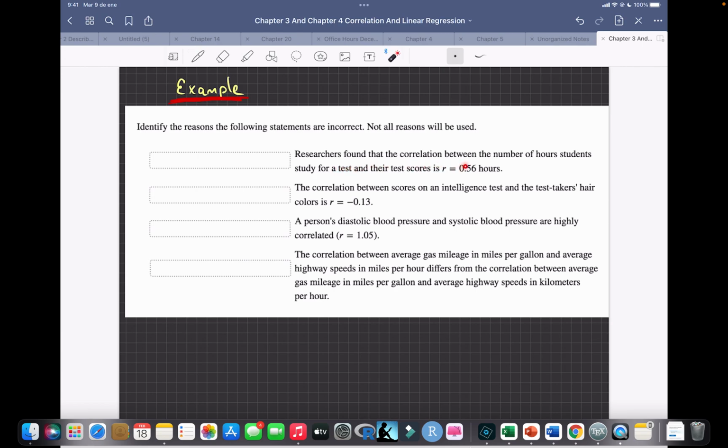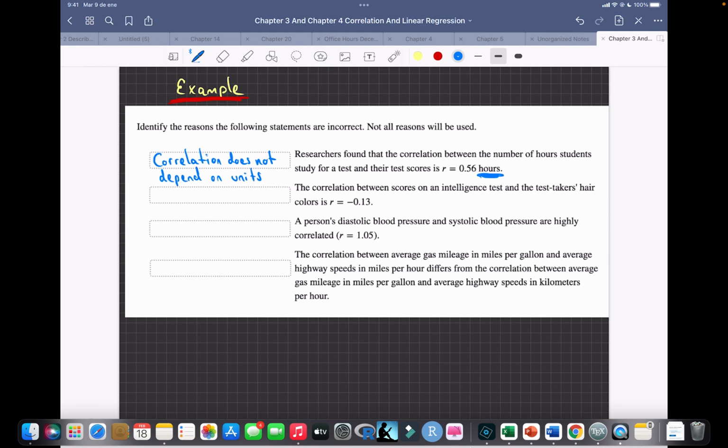First, researchers found that the correlation between the number of hours students study for a test and their test score is r = 0.56 hours. This is wrong. Correlation does not depend on units. The correlation coefficient is a standard measure. It doesn't have any units, so we cannot report a correlation with units like, in this example, hours.